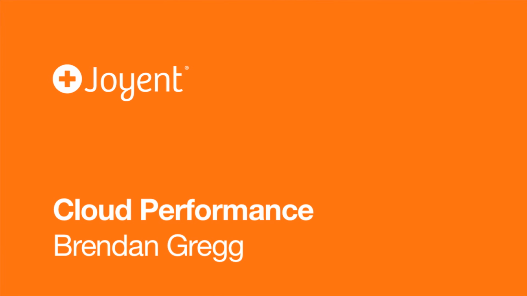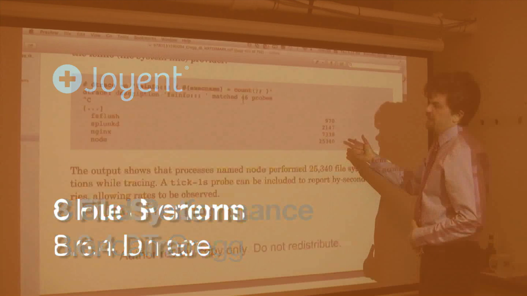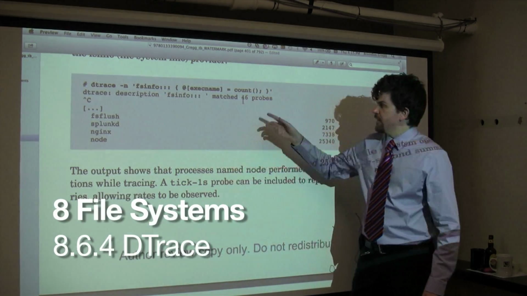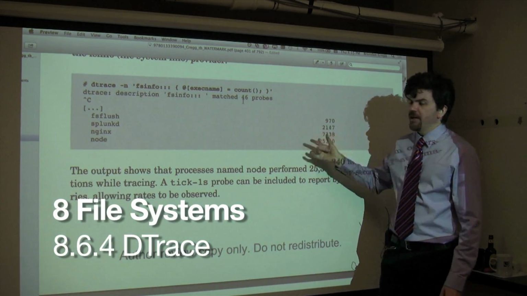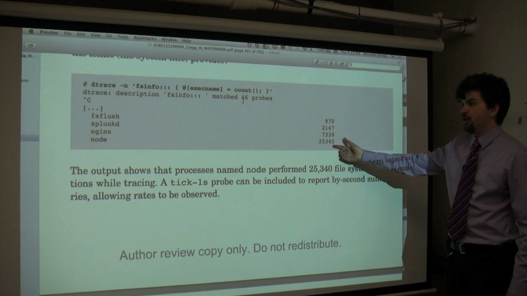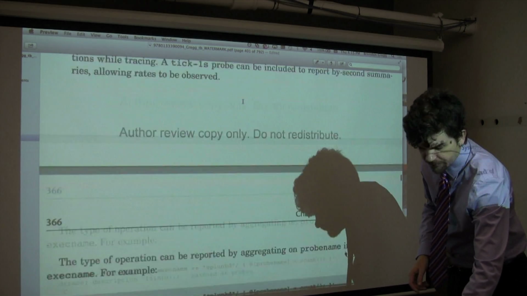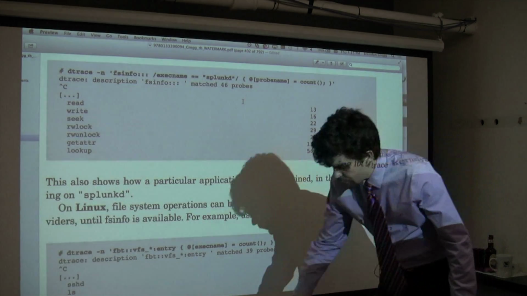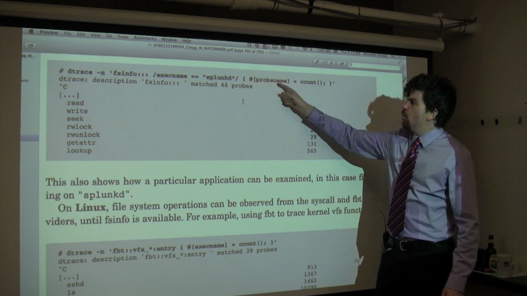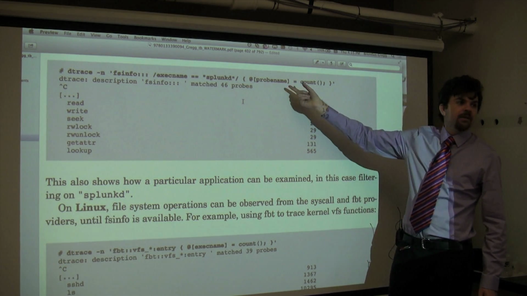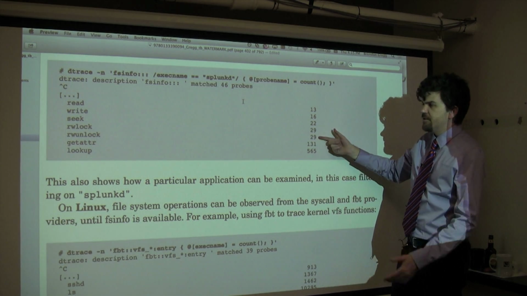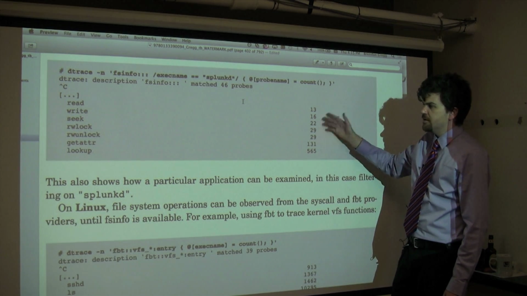DTrace, and there's a bunch of useful one-liners in here. fsinfo is the Illumos provider for VFS, and so I can trace which programs are doing VFS-level operations. So the most is node. That's just doing a frequency count. This one's showing, if I'm splunkd, what actual type of operation is it doing? And it's doing 565 lookups, getattrs, read, write, locks and unlocks, and so on.